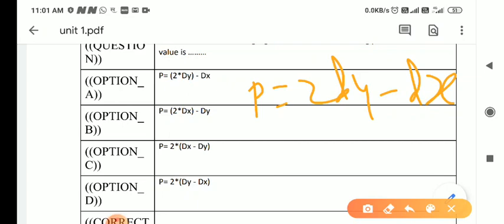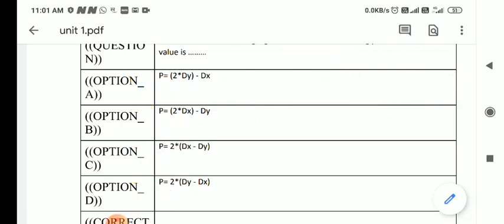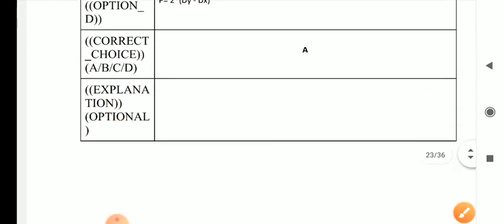Here the second one is not the answer, because this is 2 dx minus dy. This is 2 into bracket dy dx, which is also not the answer. So this is the answer, 2 dy minus dx. So the answer is A.